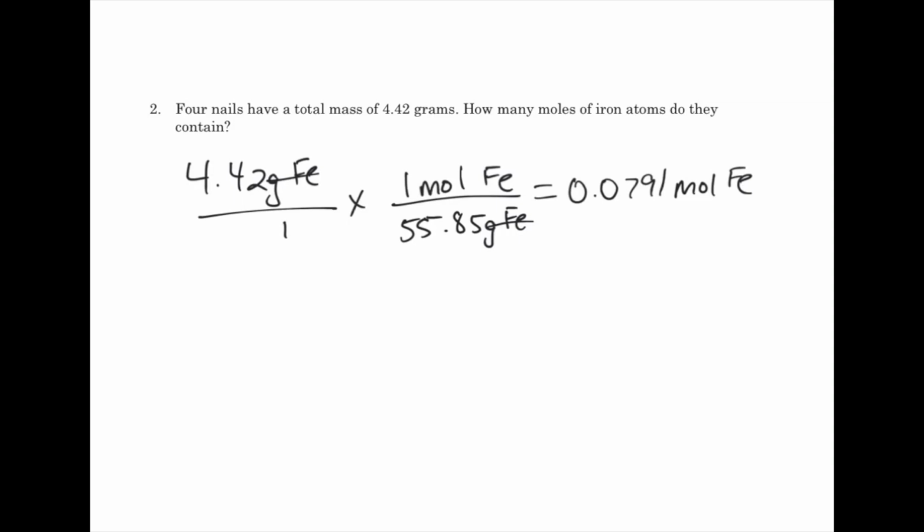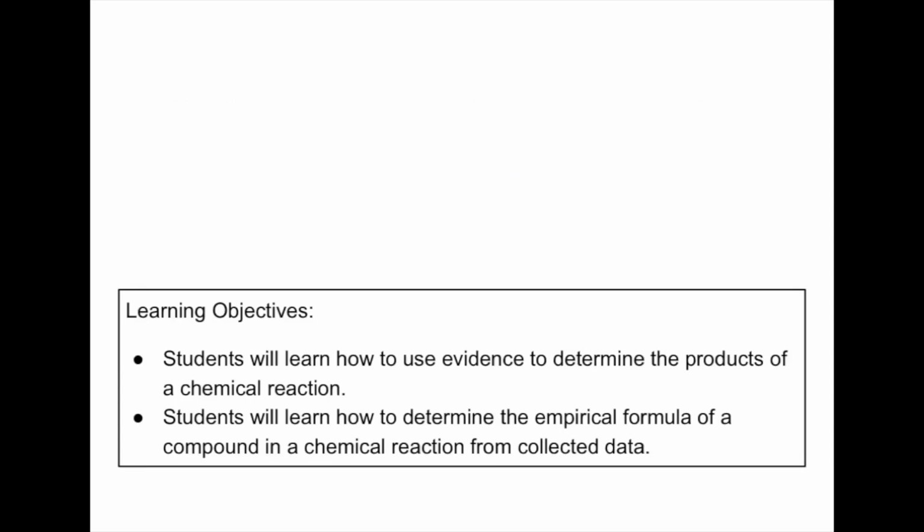All right, so there's the practice problems that we will use similar types of techniques tomorrow when we revisit our reaction of solid zinc combining with hydrochloric acid. All right. And again, we have 2 objectives here. We're going to be trying to figure out what the products of the chemical reaction are, and then also what the ratio is in which elements combine to form a compound as one of the products of this reaction.